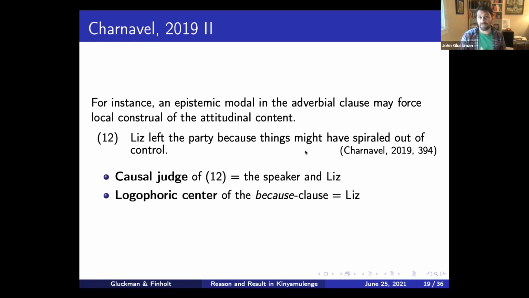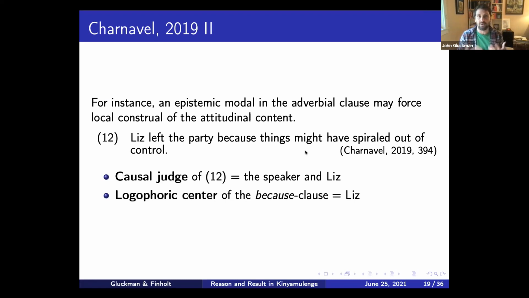Charnavel comes up with a lot of motivation for dissociating these 2 perspective positions. And one of them has to do with putting epistemic modals inside of this because clause. And so she gives examples like 12. Liz left the party because things might have spiraled out of control. And so here we find a dissociation between the causal judge and the logophoric center due to that epistemic modal in the because clause. So here the causal judge of 12 is both the speaker and Liz.